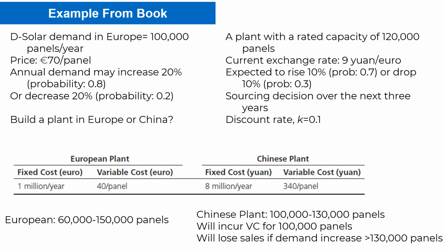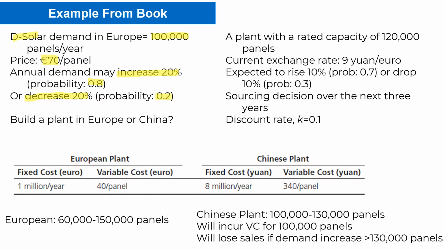So there is a solar company that primarily sells in Europe. The solar company has a demand for 100,000 panels per year, and the price is 70 euro per panel. They face the situation where their annual demand may increase by 20%, with a probability of 0.8, or they can face a decrease of the annual demand by 20%, and the probability is 0.2.